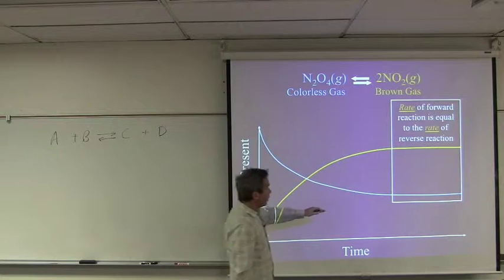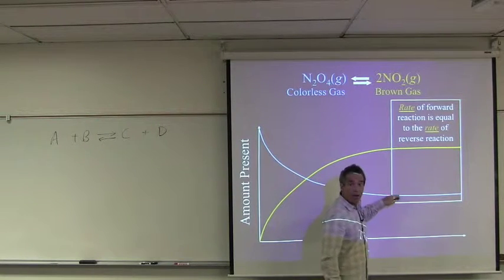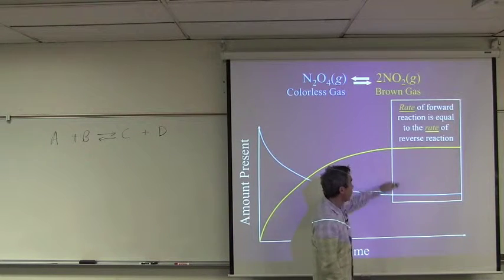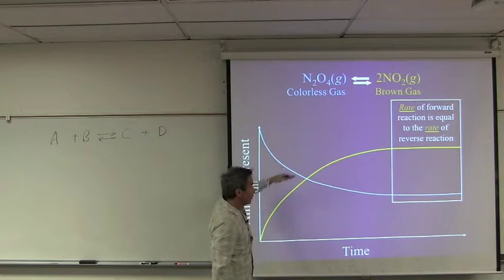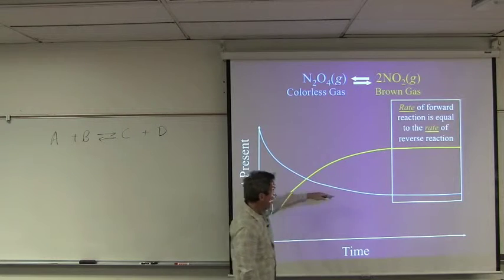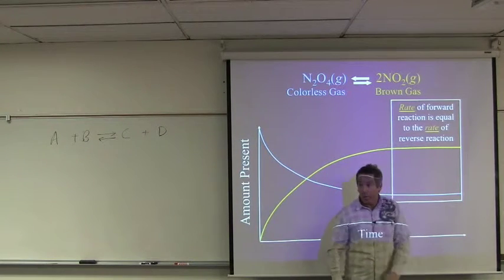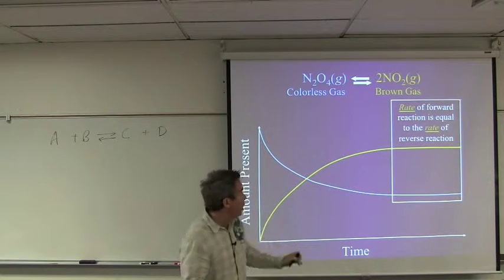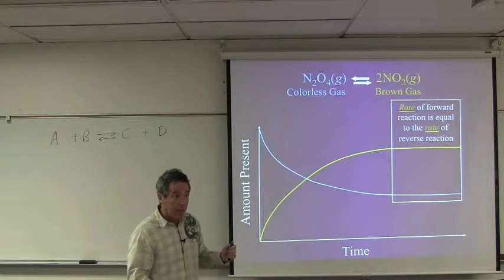Look at what happens over here. See how these lines are flat? They're no longer going up or down. That means the concentration of the reactants and products are not changing. It's just staying the same. Does that mean the reaction stopped? No. What can we say about the forward and reverse rate at that point?